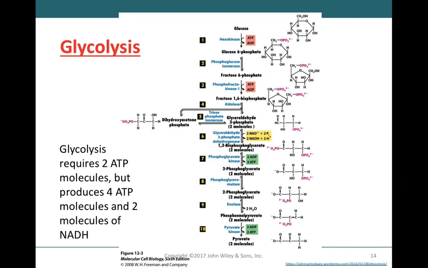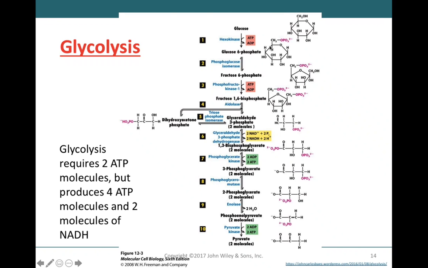And when I say an investment, I'm talking about ATP. In order for glucose to become 2 molecules of pyruvic acid, we need to invest 2 molecules of ATP. So you can see that this reaction requires ATP, and this reaction requires ATP. Now, that doesn't sound like it's a good idea. We don't want to be giving away our ATP because that's what we're trying to make here. We want to make ATP.